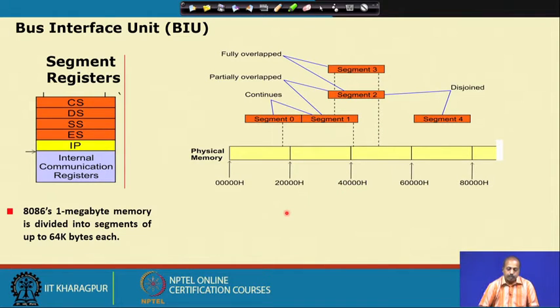The total memory that 8086 supports is 1 megabyte, since it has a 20-bit address bus. The total memory is 1 megabyte and it is divided into segments, each with a maximum size of 64 kilobytes. Now you can think about different types of overlapping. It is not mandatory that your memory should be divided into 2 segments or 4 segments or 8 segments like that.